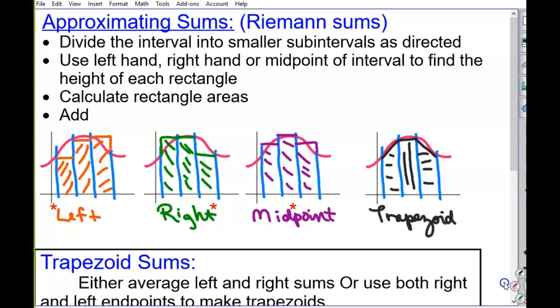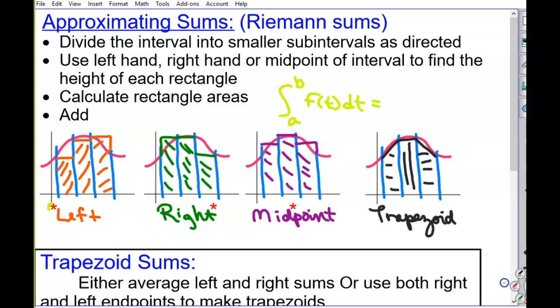When you're doing a left-right or any of these Riemann sums, you need to start with the integral from your starting point to your ending point of, maybe they give you a function, right? So you need to show that integral sign, because that's what this is estimating. It's approximating the sum of the area.